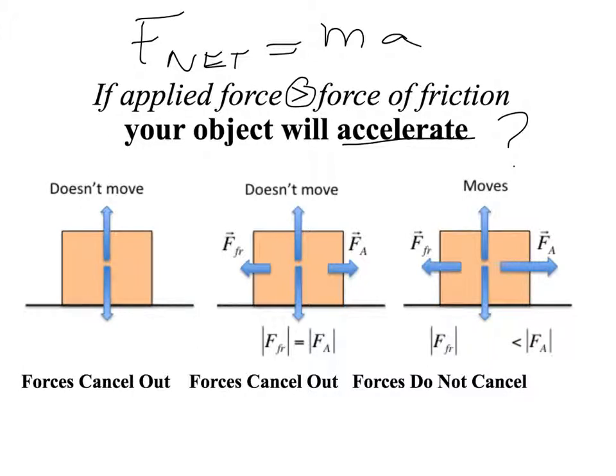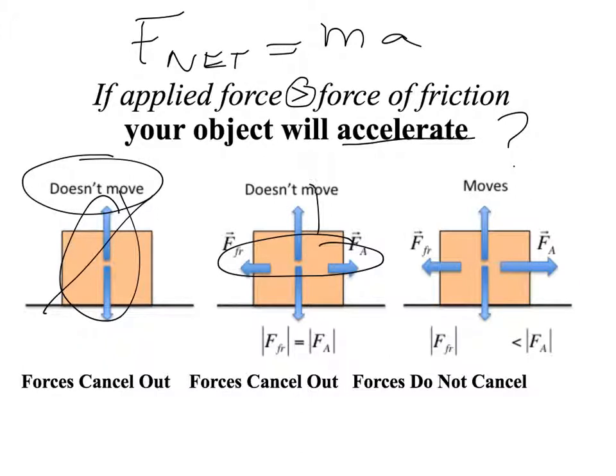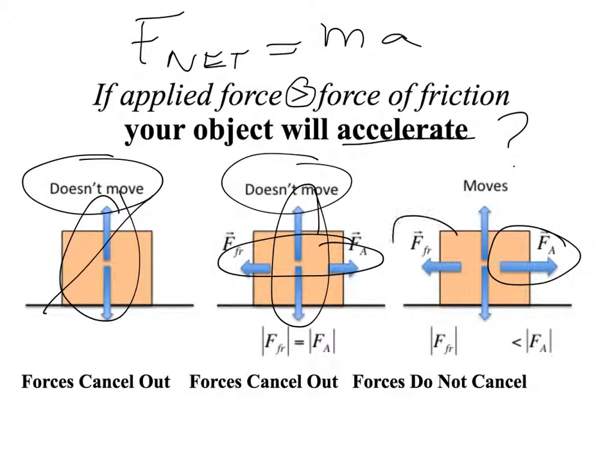So if you look at this first box here, the forces cancel out, so this box isn't going to move. Look at the second equation, the forces on the x and the y cancel out, so again, the box won't move. This third equation, though, because of Newton's second law, there is an overall net force because the applied force is greater than the force of friction. Therefore, this object is going to move, and more specifically, it's going to accelerate.